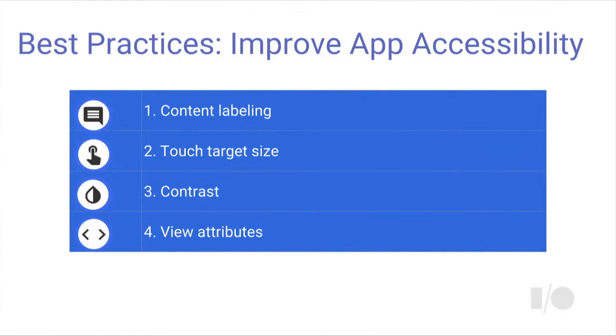So these are our top 4 common suggestions based on testing data of how to improve app accessibility. We have content labeling, touch target size, contrast, and view attributes. Now note, this is not a comprehensive list, but these are small changes that you can do in your app that may have a significant impact.